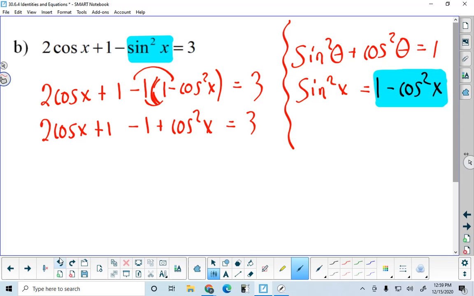Bottom line is you end up with cosine squared of x plus 2 cos of x minus 3 equals 0. I want you to just roll that equation down in those two steps that you can see. Roll them around in your head. And does anybody have any questions about that so far?